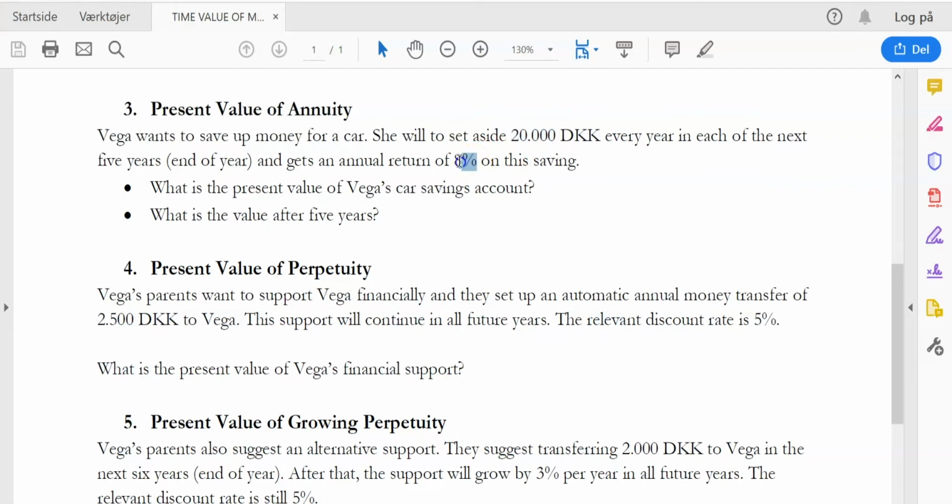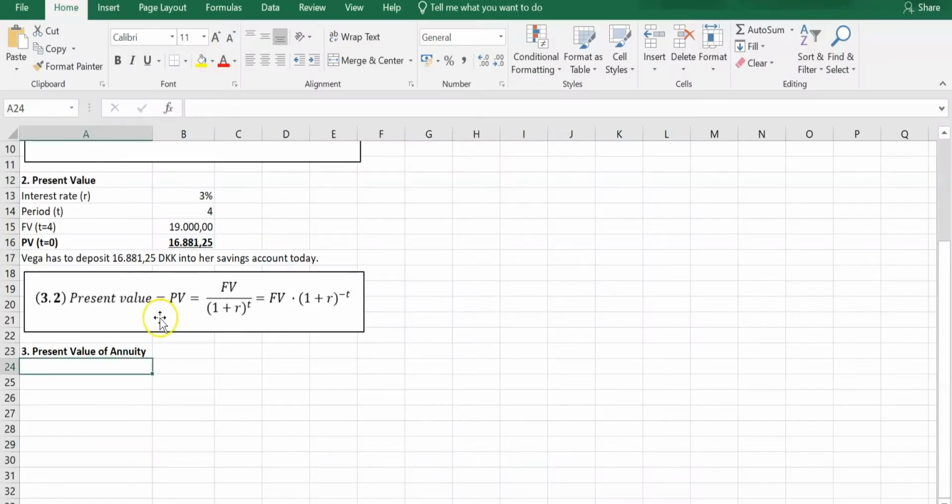The interest rate has now changed to 8%, and we need to find the present value and the value after 5 years, that is a future value. So let's just find the present value of the annuity first and see how we can quickly also find the future value. So let's jump into our calculation sheet.